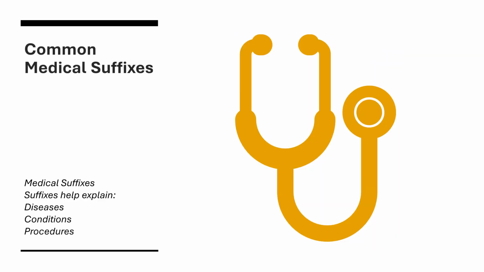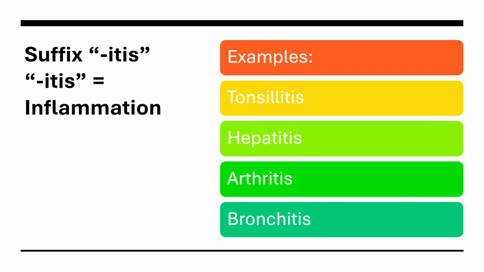Medical suffixes are added at the end of words to describe conditions, diseases, or procedures. Learning suffixes helps technicians understand medical terminology more easily. The suffix itis means inflammation. For example, tonsillitis means inflammation of tonsils, while hepatitis means inflammation of the liver.